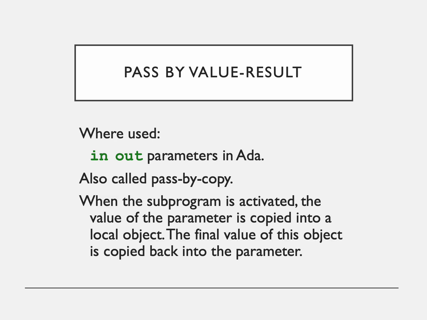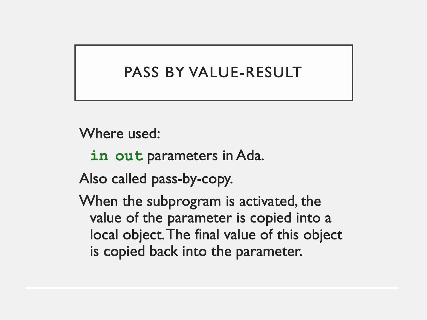When the subprogram is called, the value of the parameter is first copied into a local variable within the subprogram. This local copy is used throughout the subprogram's execution, just like in pass by value. However, unlike pure pass by value, once the subprogram completes its execution, the final value of this local variable is copied back into the original parameter in the caller's context. This is where it resembles pass by result.